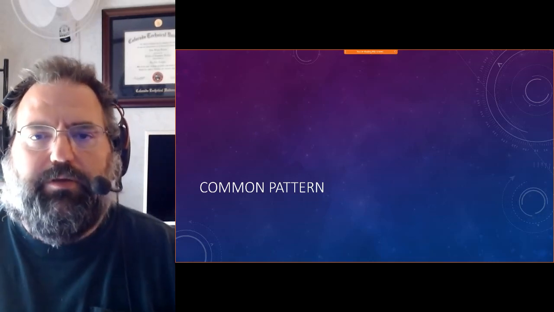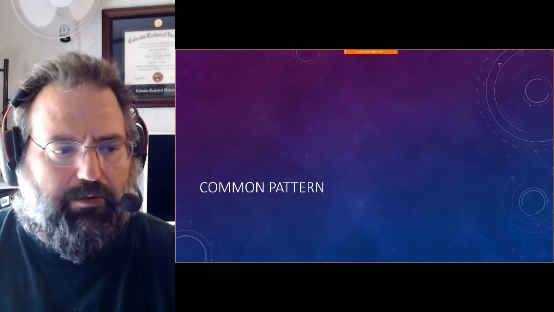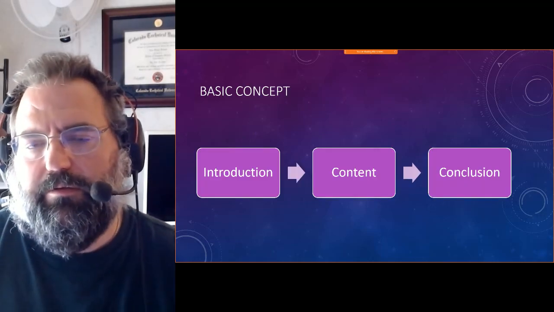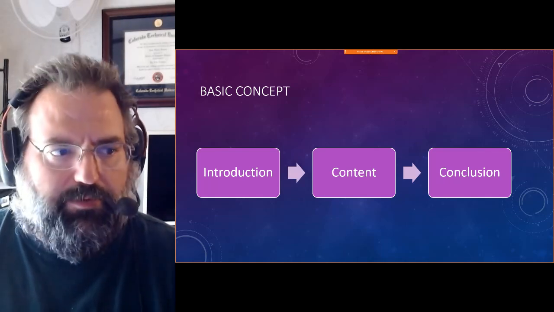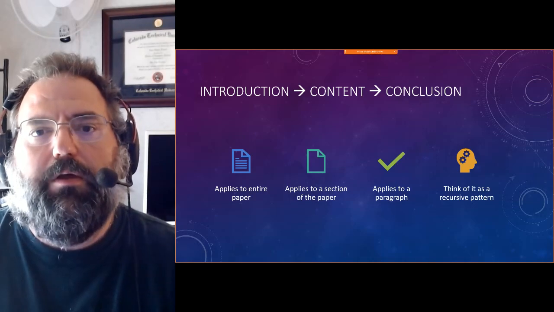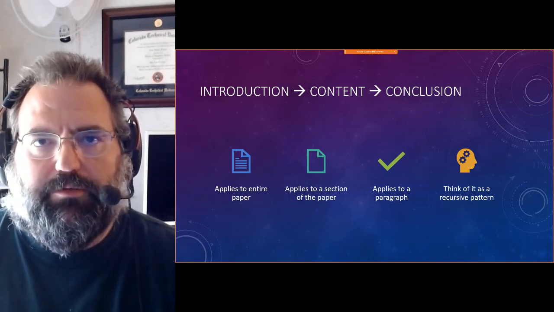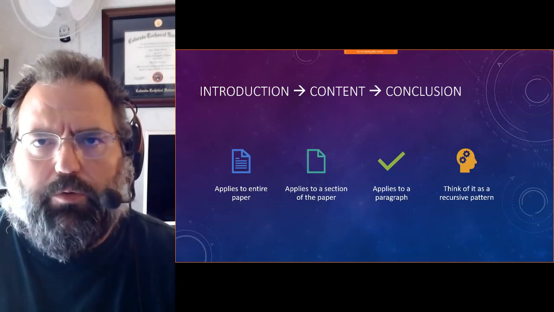One of the things you'll see in writing is that there's a common pattern, and it's essentially a recursive pattern. And that pattern is something is introduced, it's talked about, and then there's a conclusion. So that pattern applies to several things, including the paper as a whole. Your paper has an introductory section. You should always have a section that introduces the topic. In APA 7, or APA in general, you don't use the word introduction as a heading.